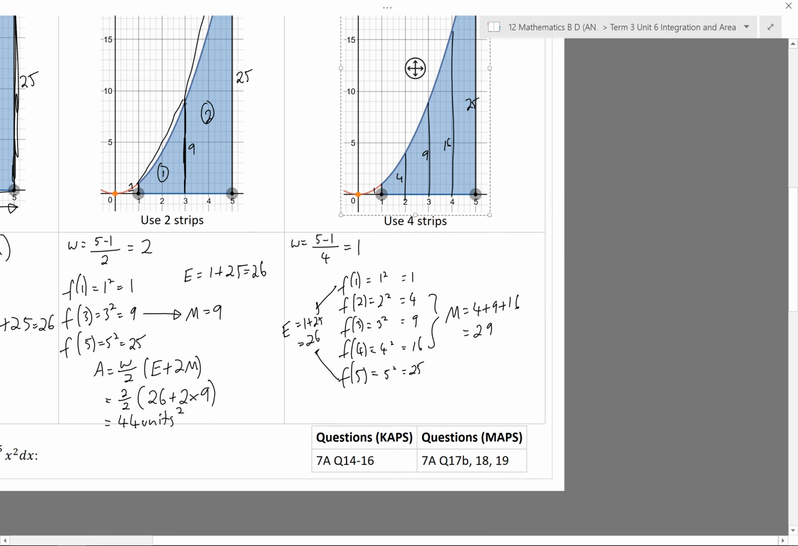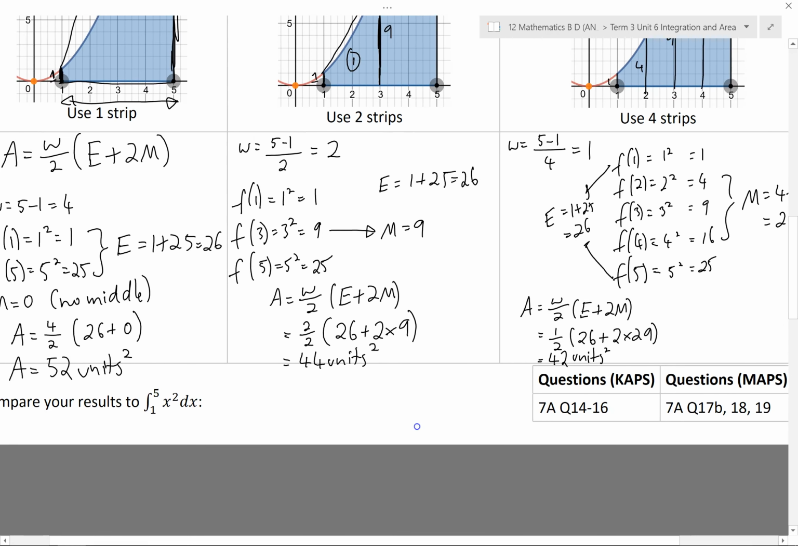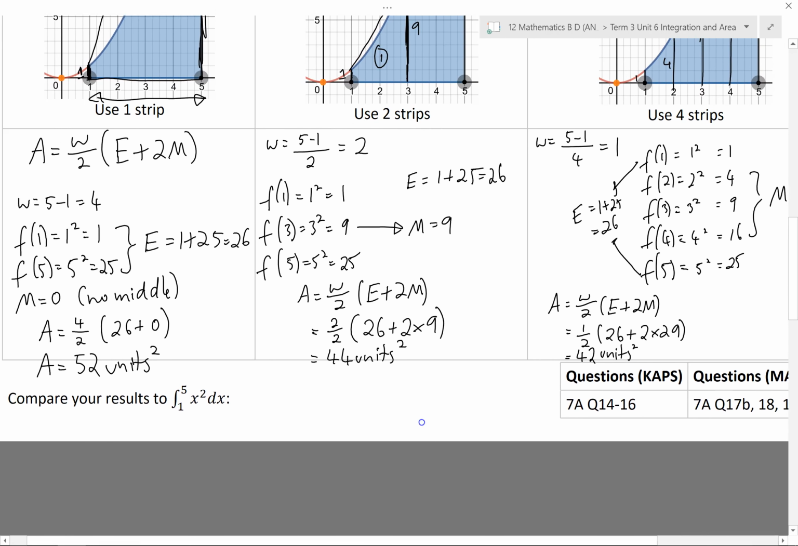So again, I can find my area. Area is W on 2, E plus 2M. And I can substitute in my values. Width of 1, endpoints is 26, and I've got 2 times 29. Okay, I'll still put it underneath. Gives me an area of 42 units squared. So it seems to be decreasing as I get more and more strips.